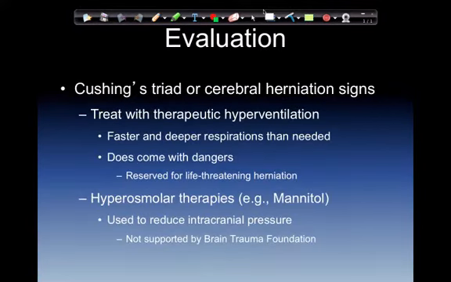As far as evaluation goes, Cushing's triad or cerebral herniation signs, treat with therapeutic hyperventilation. Faster, deeper respirations than needed. Does come with some dangers, reserved for life-threatening herniation. Hyperosmolar therapies are considered as well, things like mannitol. They've been used to reduce intracranial pressure in the past, but the new information that's coming out, they're not really supported by the Brain Trauma Foundation.